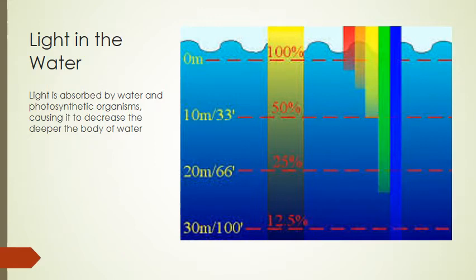The longest wavelengths are the ones that are absorbed first. So the red light disappears early on, and then the yellow light, and then green light, and blue continues down for quite a ways until it too disappears. Now, why would light be important for an aquatic ecosystem?